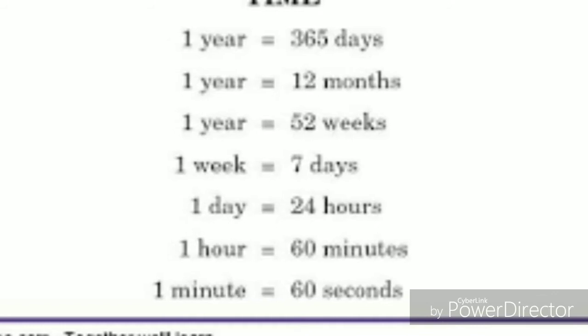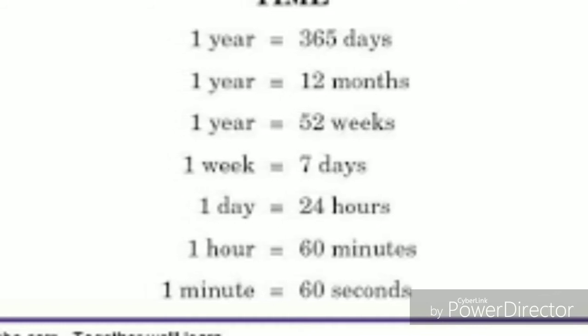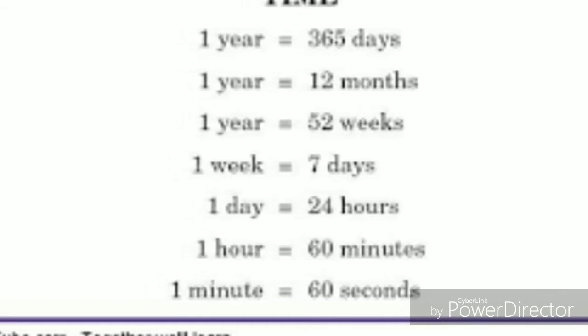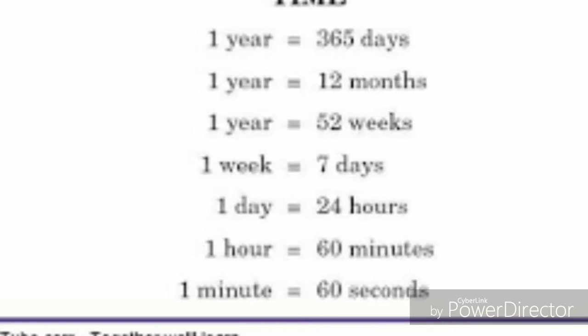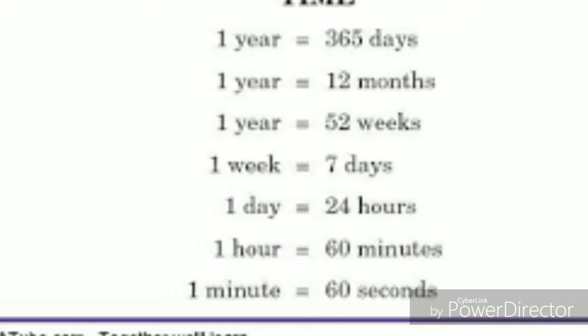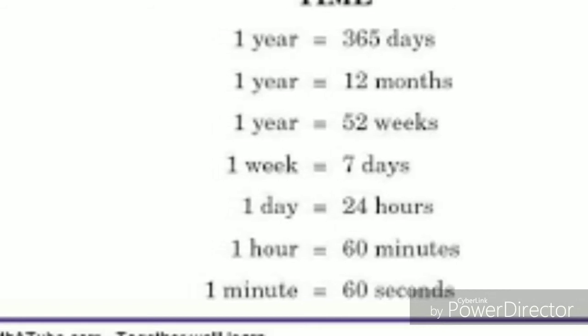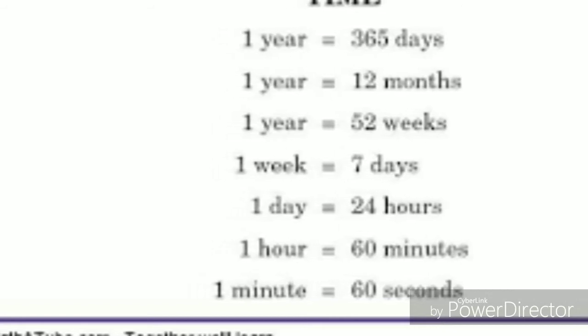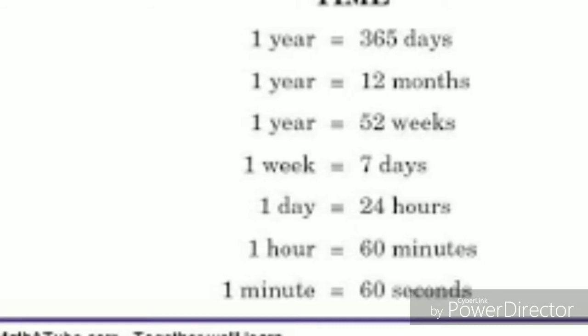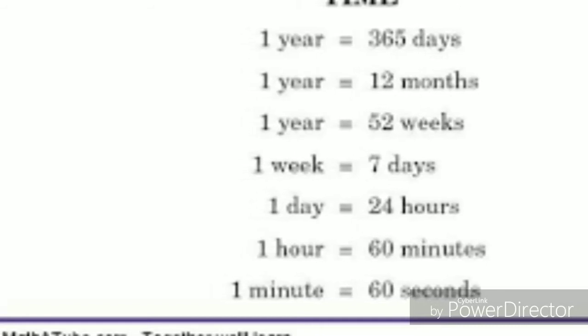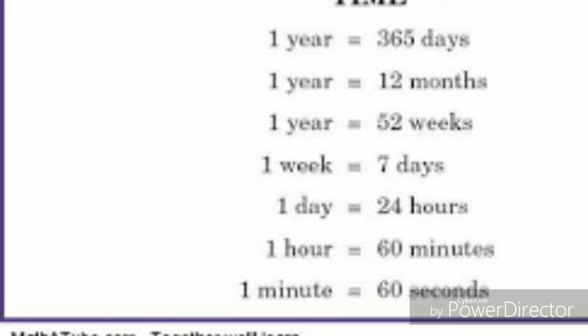1 solar year is equal to 365.25 days. Leap year is every 4 years. And 1 tropical year, a year with a total solar eclipse. A century is equal to 100 years. The largest unit of time is the millennium. 1 millennium is equal to 1000 years.